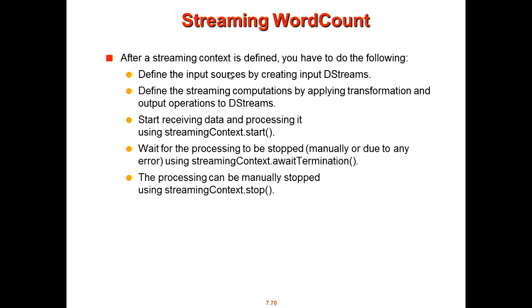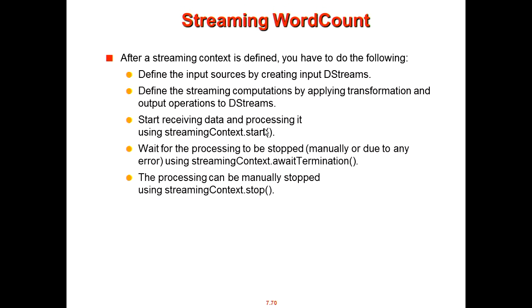And after the streaming context is defined, you need to do the following. First, you need to define input sources, where the input is from. So in the previous example, it's from the socket, from a port. Or it can also be from, such as, Twitter or other sources. And they will be converted to DStreams. So remember that this stream is just a sequence of RDDs. And then we need to define the stream computations by applying transformation and output operations to these streams.